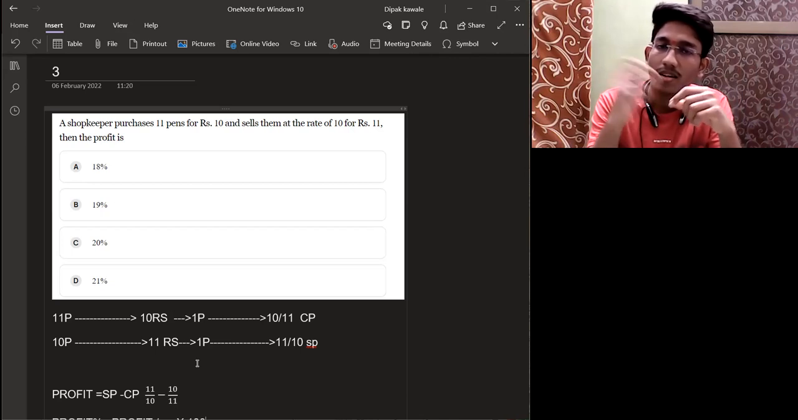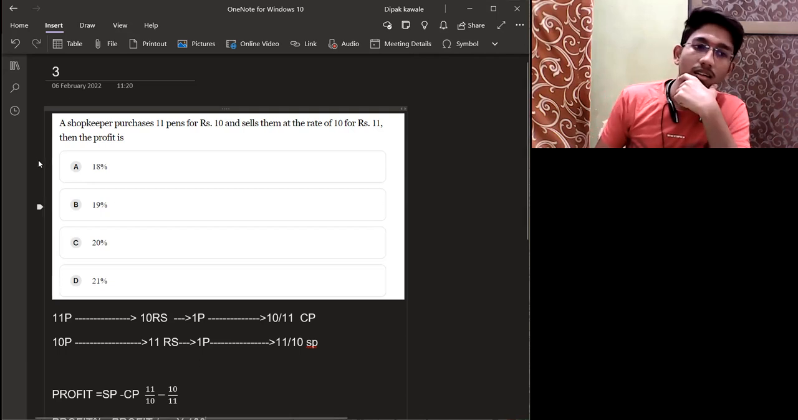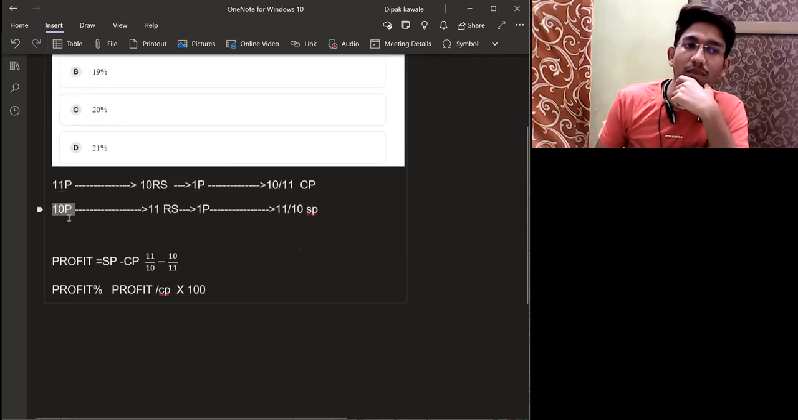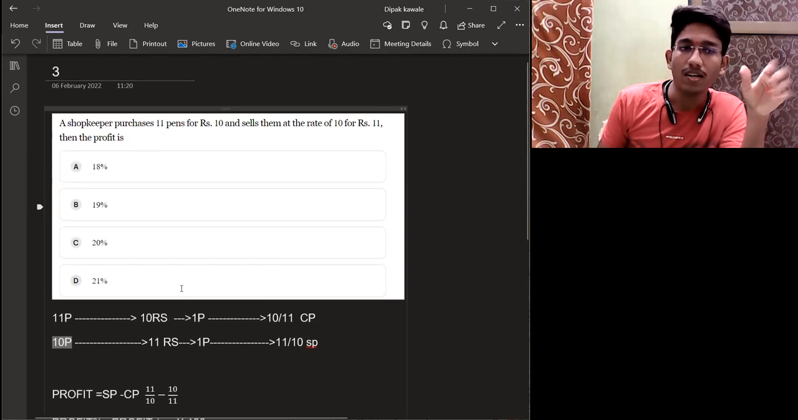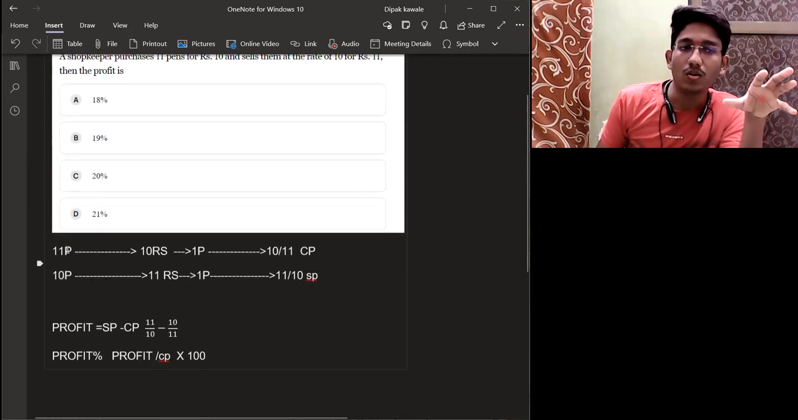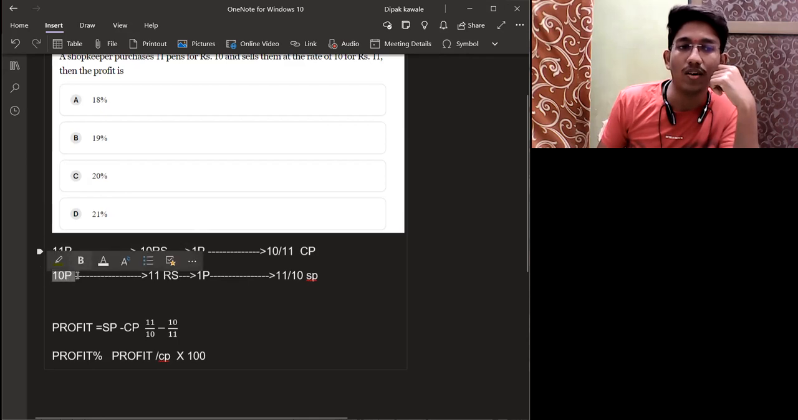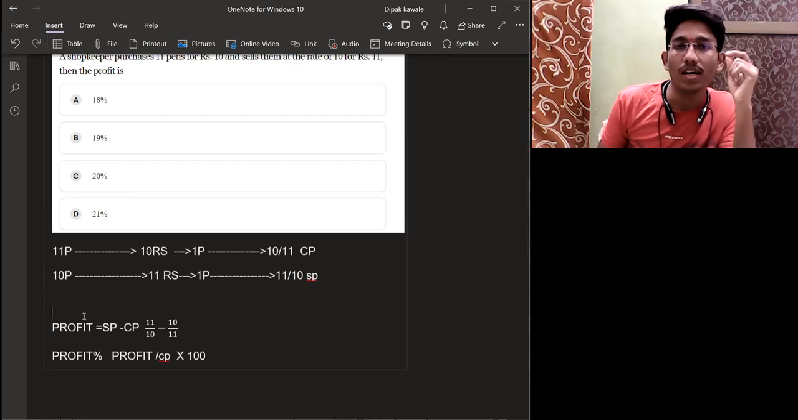Okay. So now look at the problem. I am buying 11 pens but selling 10 pens. If I want to find my profit, I have to make both the values equal. Now I can't do it like this, adding one more pen here and doing something. This does not happen. That means I have to find such a calculation so that both will be equal. So to make it equal, what do we do?